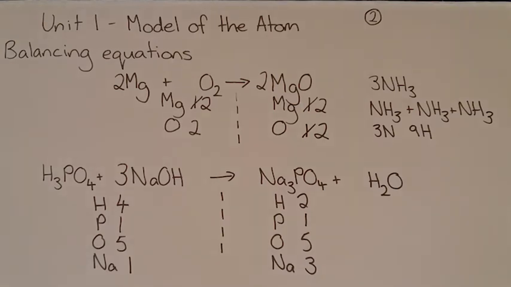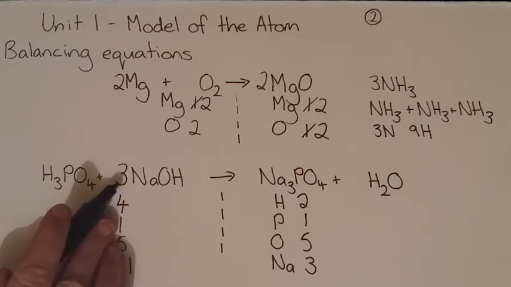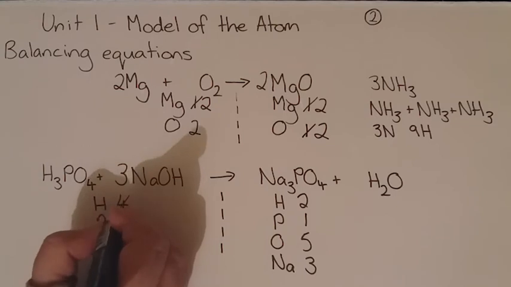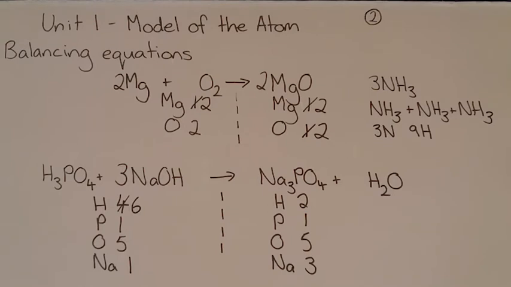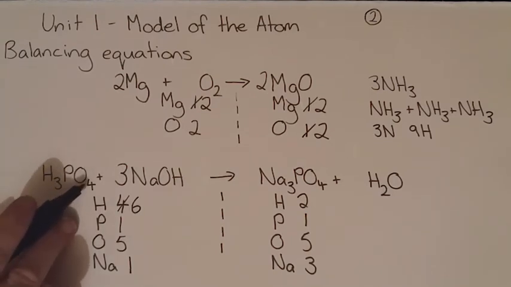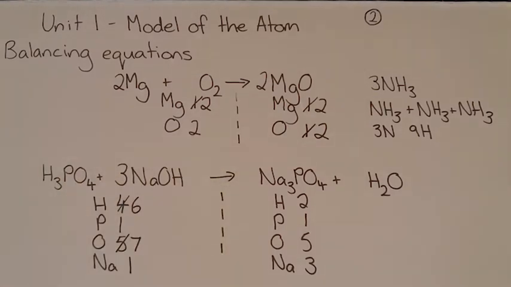Because the 3 affects the sodium and the oxygen and the hydrogen, we need to do a recount. Therefore, we've got 3 hydrogens plus 3 hydrogens makes 6. We haven't altered the phosphorus, we've still got 1, but we've got 4 oxygens plus 3 oxygens makes 7. And finally, we've got 3 sodiums. If we compare the list of numbers now, you can see that phosphorus works and sodium works, but hydrogen and oxygen are different.